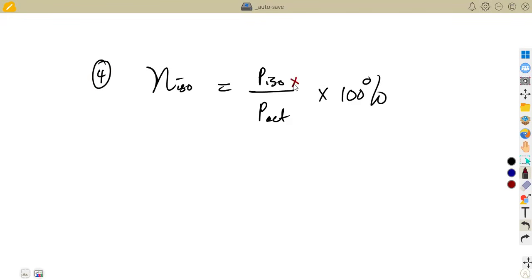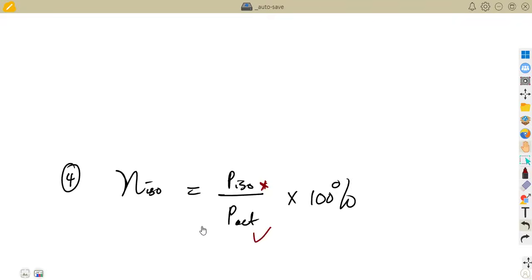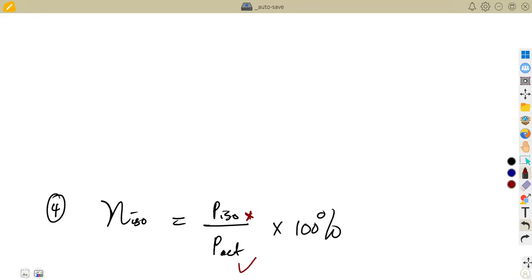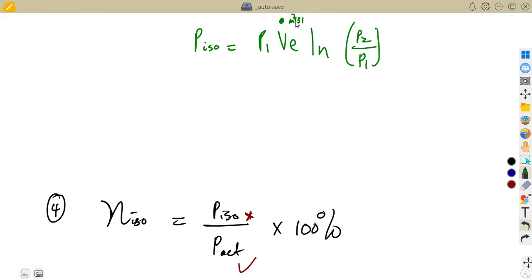So if you check, we do not have the isothermal power, but we have the actual power, the one that we calculated. So we need the isothermal power from where? From the formula sheet, you're also given this formula, so it's not a matter of worry. The isothermal power is P1 VE, the ln of P2 over P1. That's isothermal power, so it's in kilojoules per second. Remember, VE must be what? Cubic meters per second. So if we have cubic meters per second, this will be kilojoules per second.